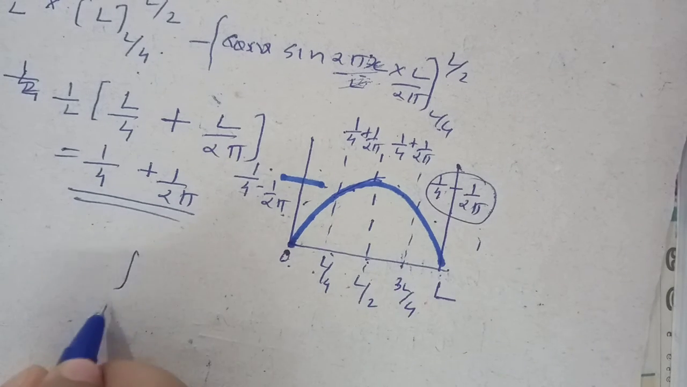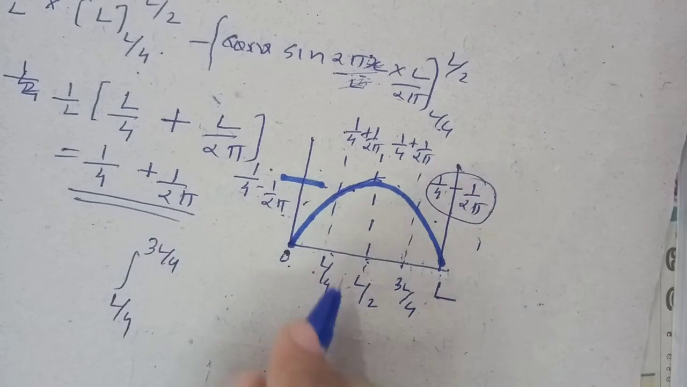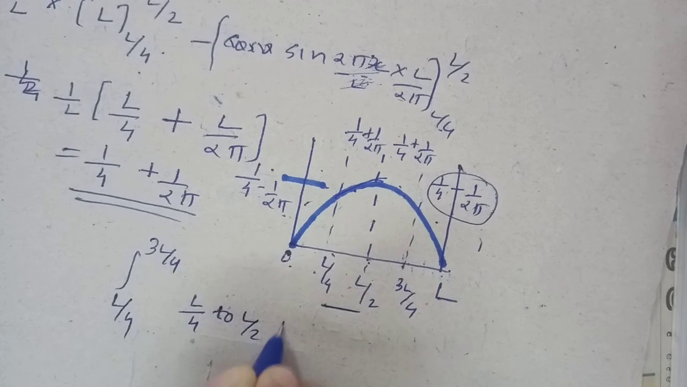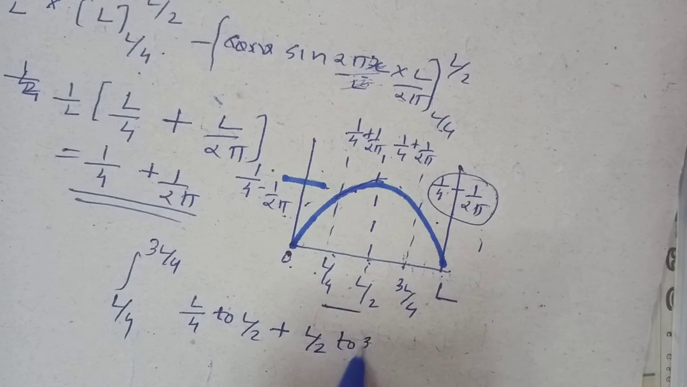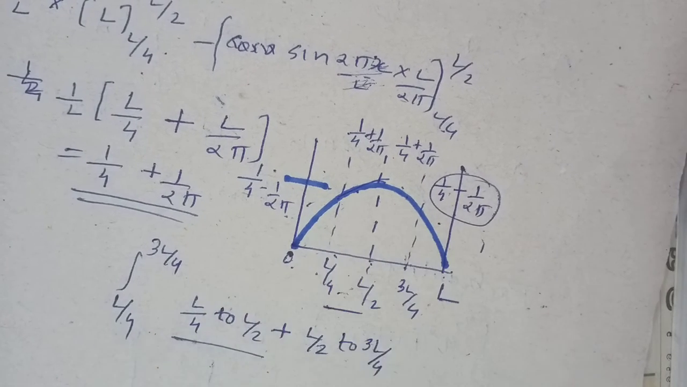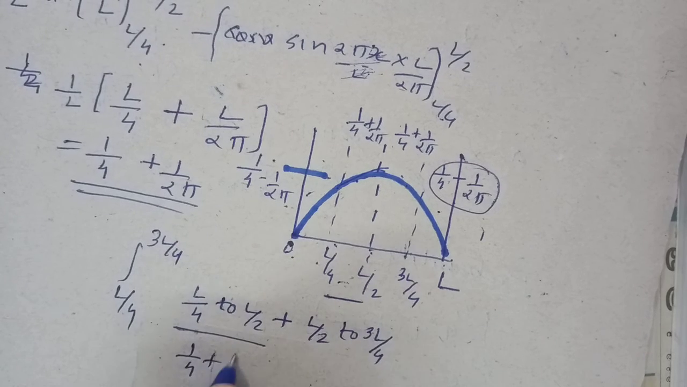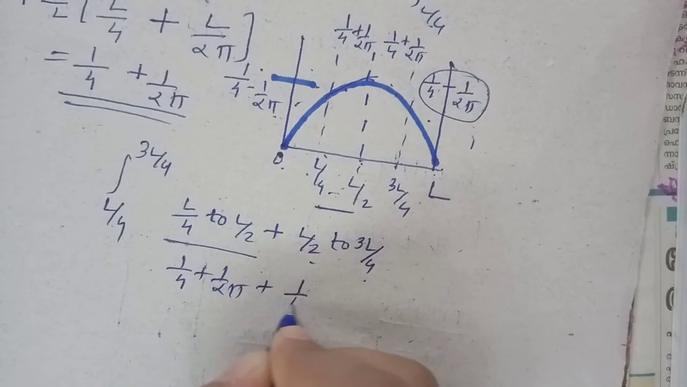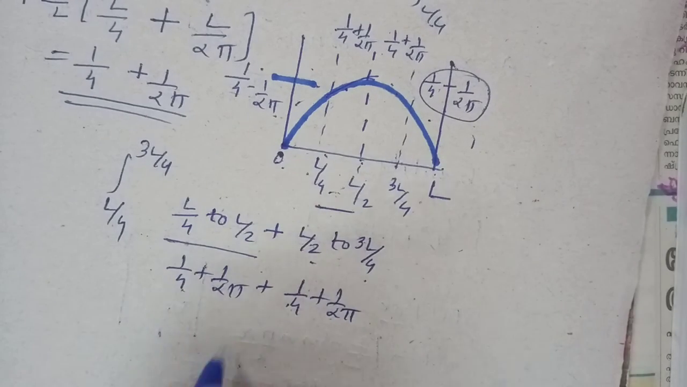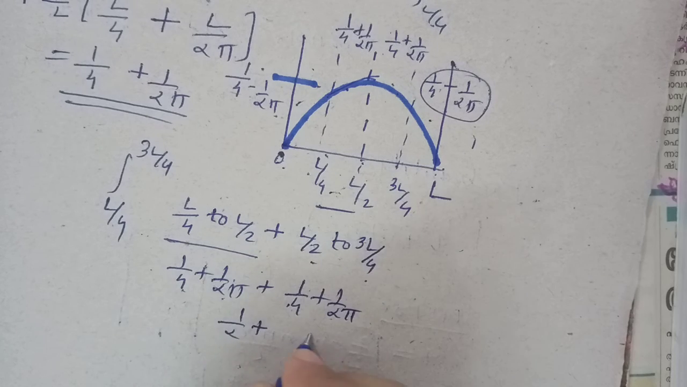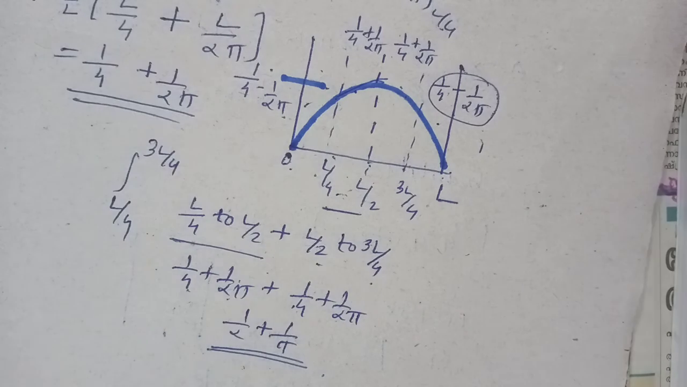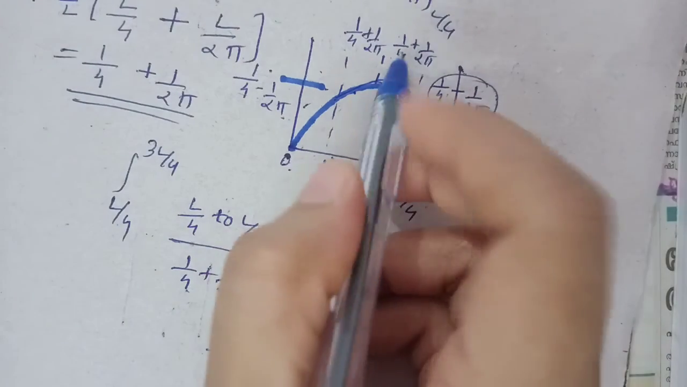So how do we integrate from L/4 to 3L/4? We know that this is L/4 to L/2 plus L/2 to 3L/4. From L/4 to L/2 it is 1/4 plus 1/(2 pi), plus from L/2 to 3L/4 it is also 1/4 plus 1/(2 pi). So 1/4 plus 1/4 is 1/2, and 1/(2 pi) plus 1/(2 pi) is 2/(2 pi), that is 1/pi. So we can also get the probability between any limits. Okay, so you have to remember the values.